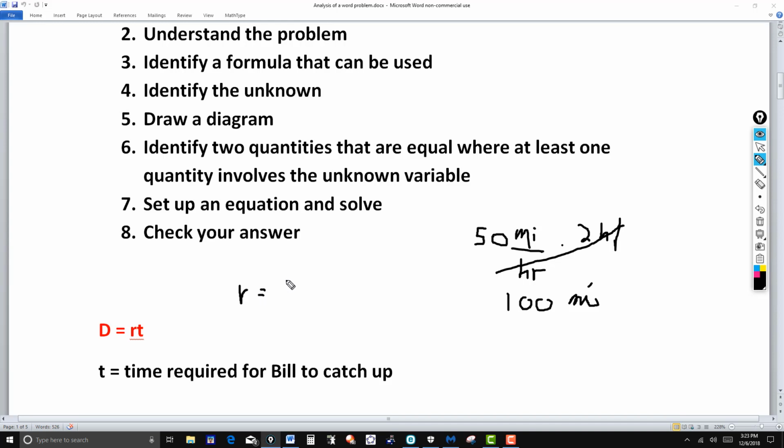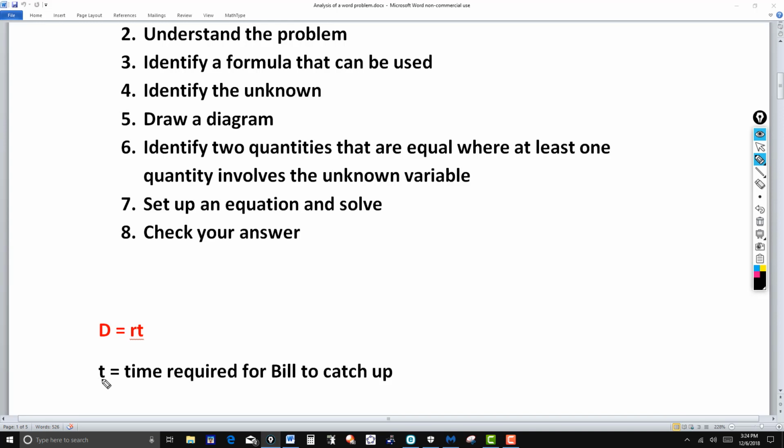Now in some cases, I might want to find the rate or the speed. So solving this equation for r, I get r is equal to distance divided by time. Or solving for t, t is equal to distance divided by the rate. So you have different options here. Again, you've got to look at the problem, write down the information, and see what you can come up with.